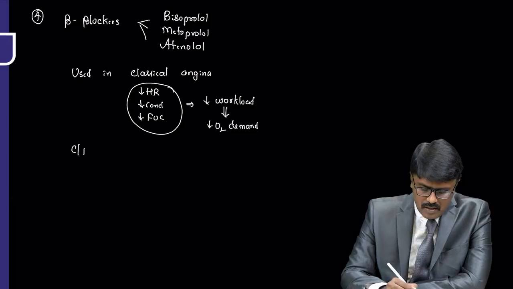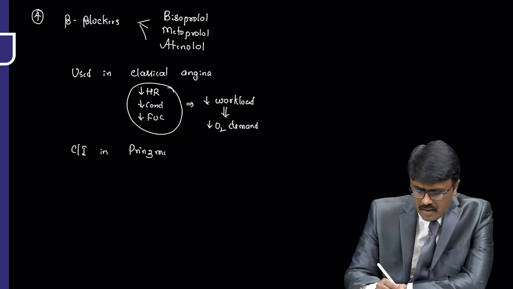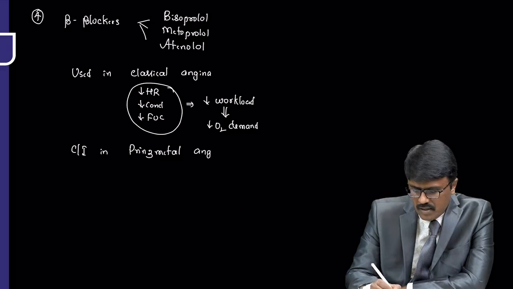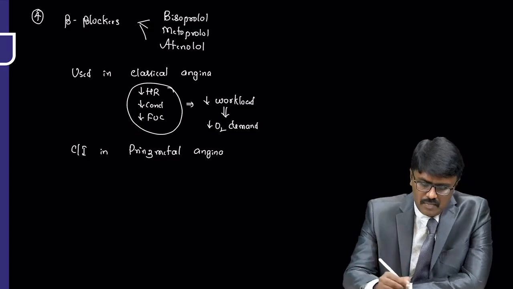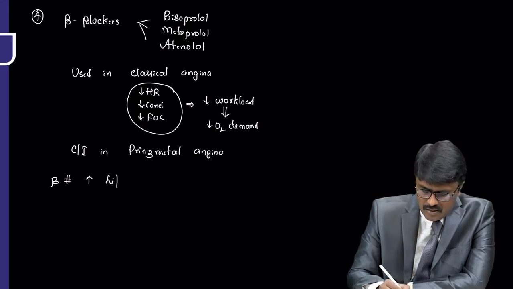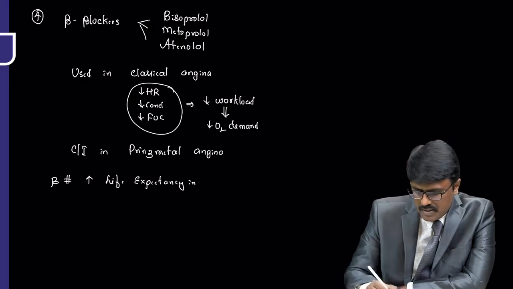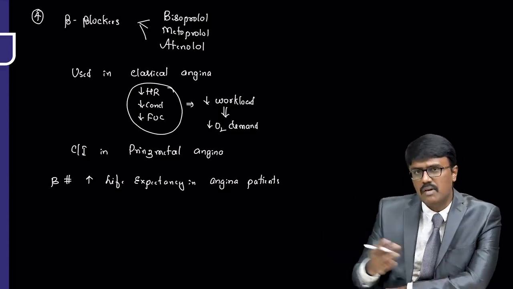But beta blockers are contraindicated in Prinzmetal angina. I have explained that in the beginning why they are contraindicated. When you block beta, there is unopposed alpha action causing vasospasm. Already in Prinzmetal there is vasospasm, so that will worsen it further. And please remember, beta blockers have a specialty. Beta blockers are the only drugs which increase life expectancy, that is patient survival, in angina patients.